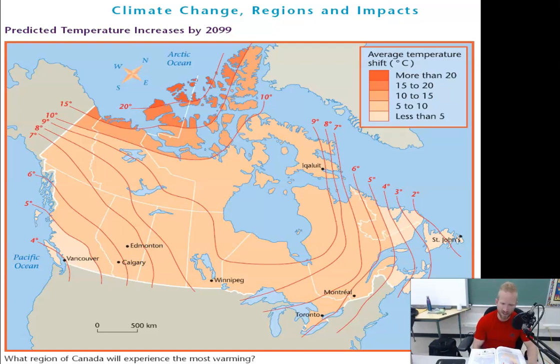Just look at predicted temperature increases by 2099, if you want to, just for fun. I'll leave that up there for a minute so you can see the impact or the predictions. Okay, so our area, Edmonton-ish area, we're looking at, what did it say, a 7 degree increase.